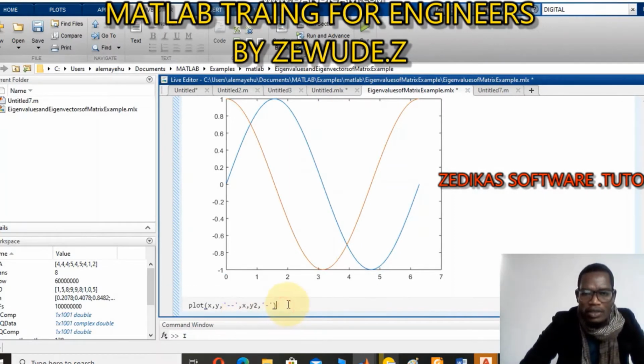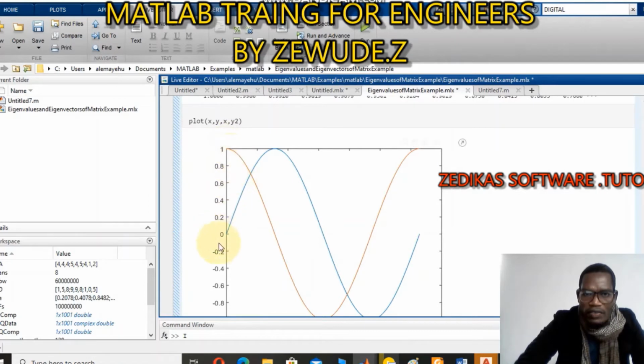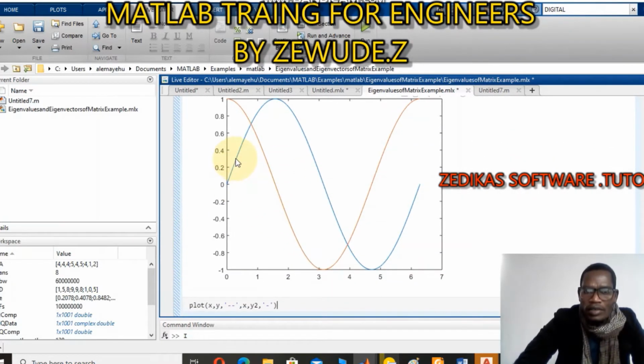For this particular algorithm, let's look at the first graph here, which is a sinusoidal wave. It is a solid line, not a dashed line. So in order to separate the two graphs in a different manner, I have given the algorithm x comma y with the first graph in a dashed line and the second graph as a solid line. Now I run it.